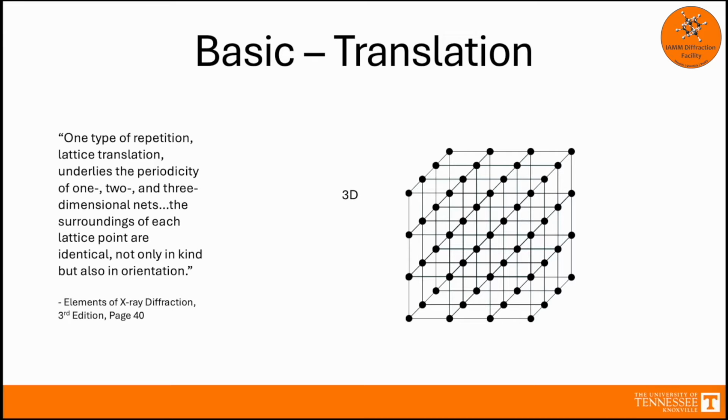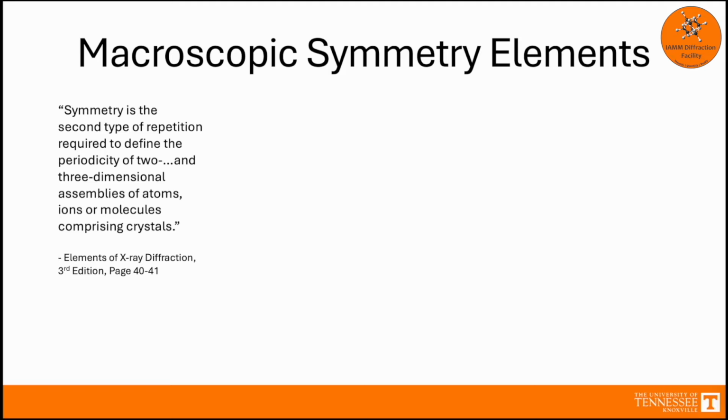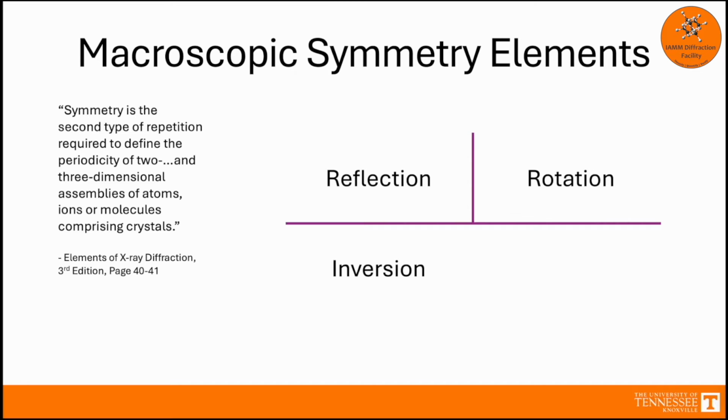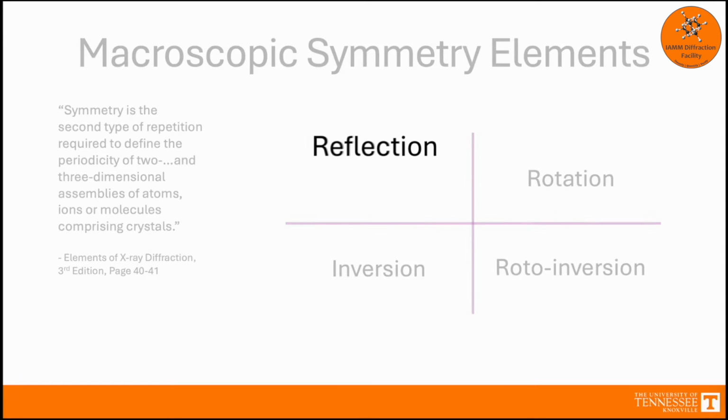Very simple, straightforward. Now let's look at our macroscopic symmetry elements, where symmetry is the second type of repetition required to define the periodicity of 2- and 3-dimensional assemblies of atoms, ions, or molecules comprising crystals. So here we have reflection, rotation, inversion, and roto-inversion. So let's look at each one of these in more depth.